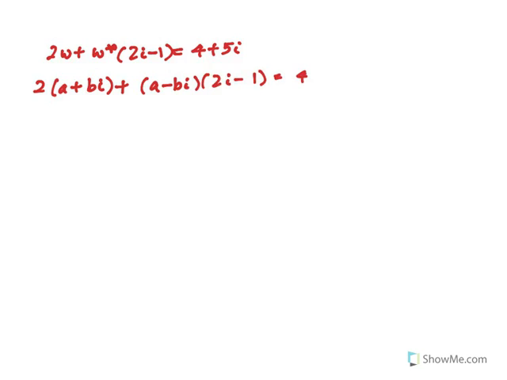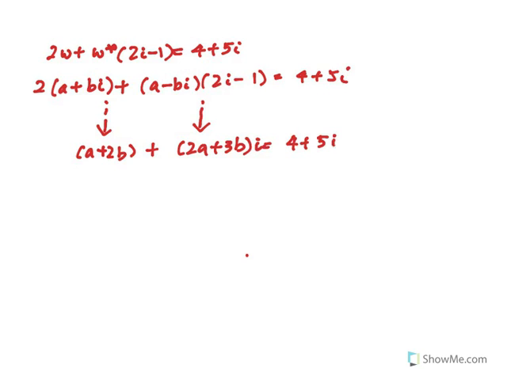So 2w plus w asterisk (2i minus 1) equals 4 plus 5i. We substitute w to be a plus bi, which means w asterisk will be a minus bi. Again, I simplify this and group the real and the imaginary parts together. So I'm going to get (a plus 2b) plus (2a plus 3b)i equals 4 plus 5i.